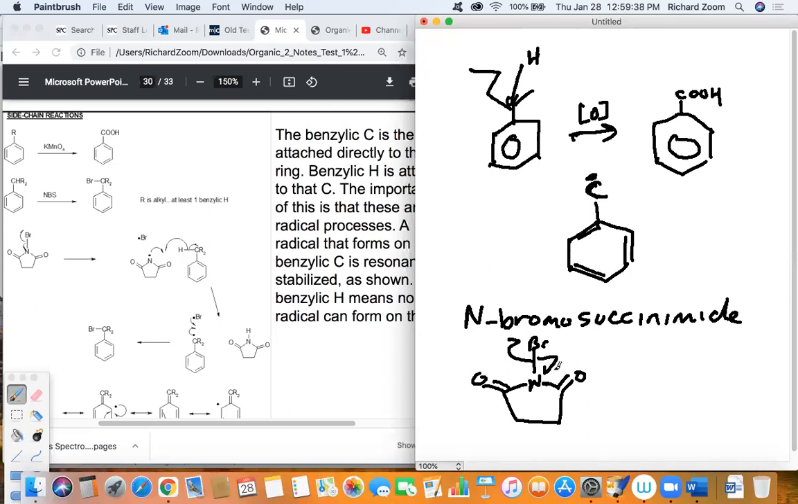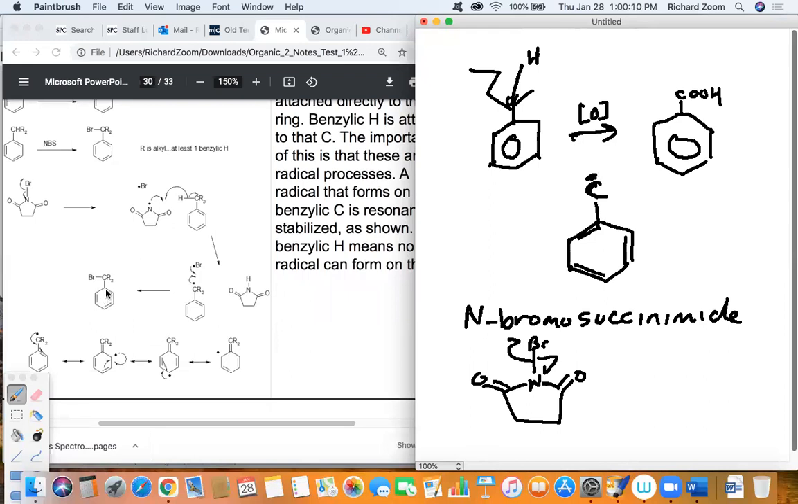And what I'm showing you there are two half arrows that produce these two radicals. So a dot on the N and a dot on the Br. And you can see there the dot on the N will form a radical by, they call it abstracting a hydrogen from the C that's attached to the aromatic ring. Remember, this C dot is somewhat stable, so it will form there. And then the Br dot can react with that C dot, and we end up getting this bromine attached to the C that has the dot on it.